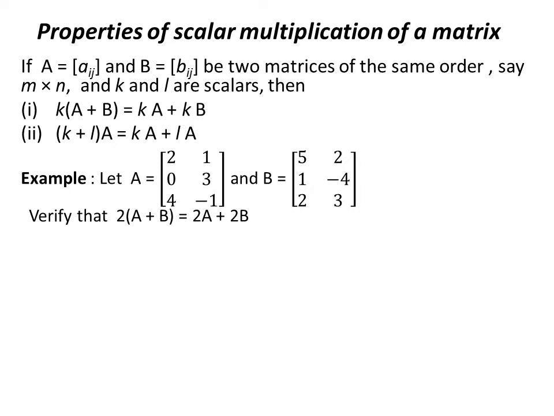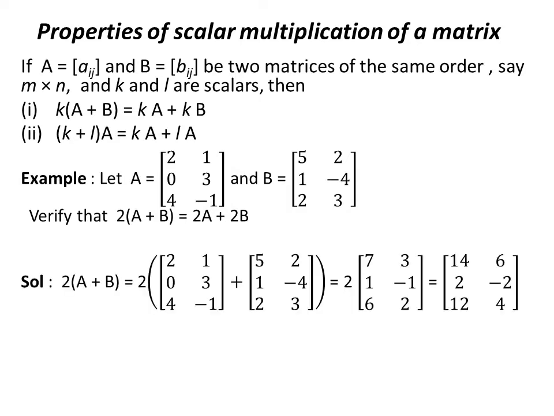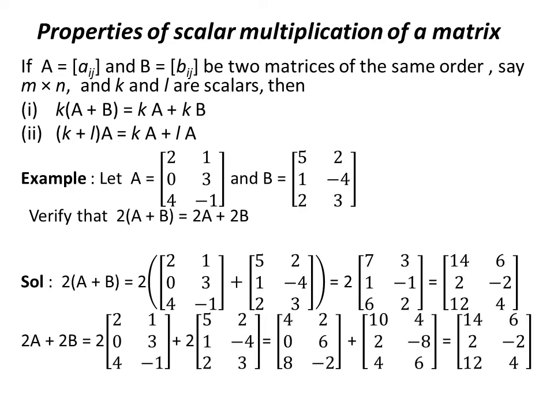Let's discuss one example. In this question, A and B are matrices of the same order, that is 3 by 2, and we have to verify 2 times (A plus B) equals 2A plus 2B. For the left hand side, that is 2 times (A plus B), first we add the matrices A and B. For that, add the corresponding elements of A and B, we get a matrix. Now multiply each element of this matrix by 2, we get a matrix with elements 14, 6, 2, minus 2, 12 and 4.